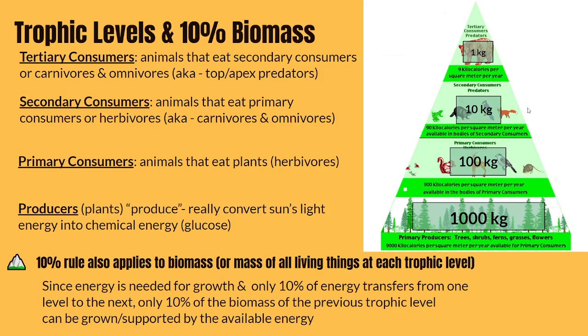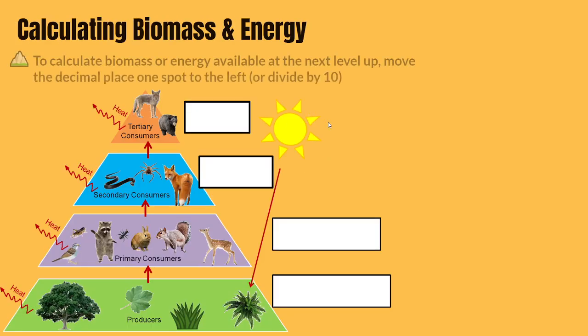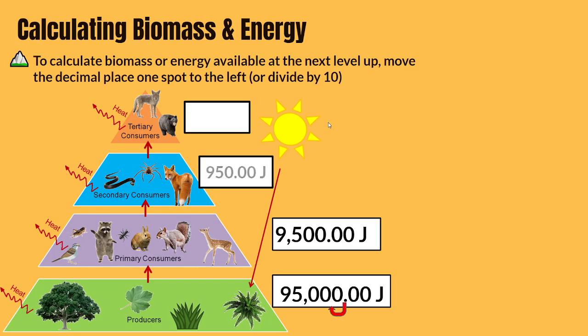So every time we move one step, and this is something that the tests like to do with different questions, is to ask things about how much energy or how much biomass would be found at a particular level in a food chain. We have to remember that every step through the food chain is 10%. In order to do that, we have a very simple calculation. We just divide everything by 10. We move the decimal point one spot.